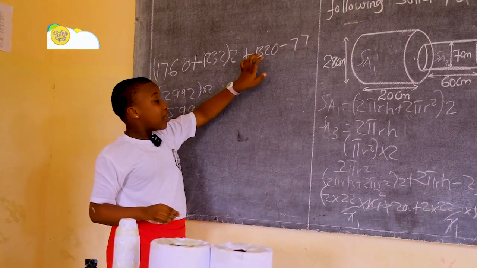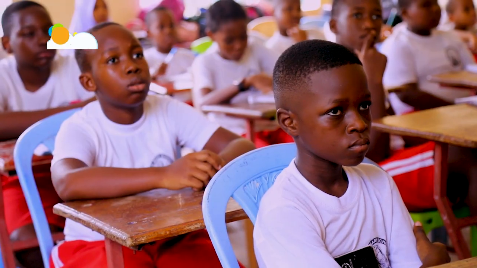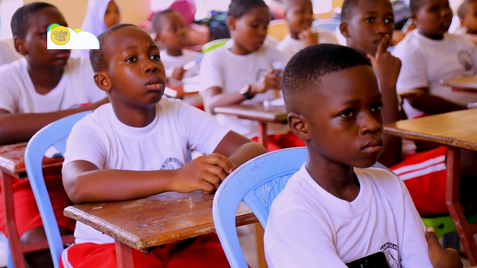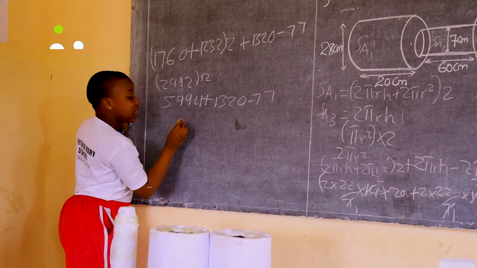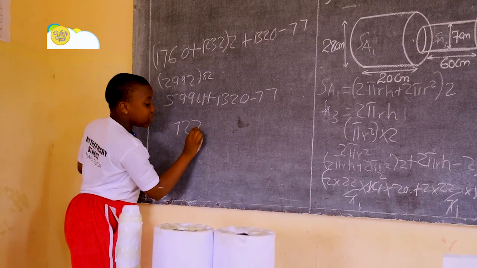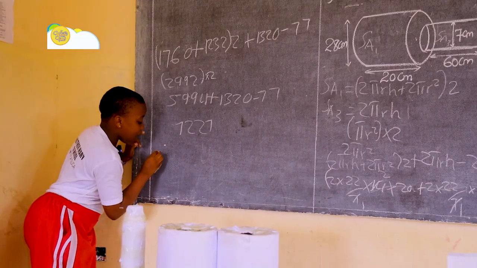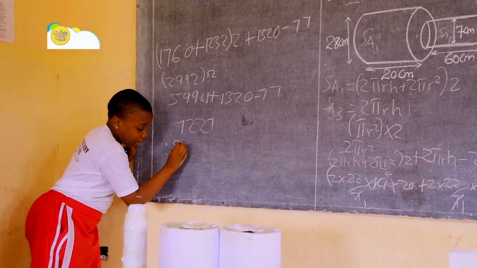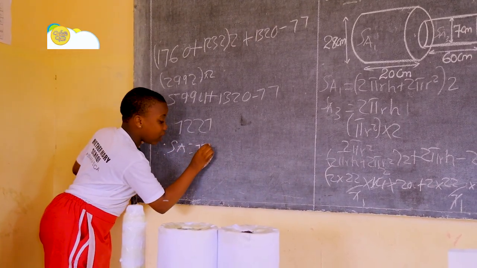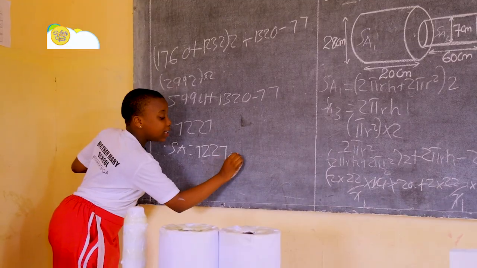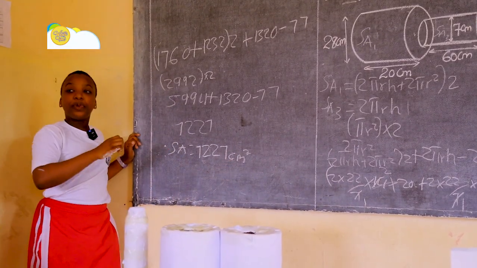Plus, here we have 1,320 minus 77. So here we add and subtract, and after adding and subtracting we get 7,227. So therefore, our surface area is equal to 7,227 centimeter square. Remember to put units.